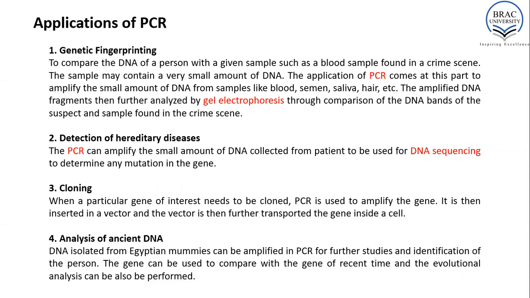Cloning, as we have seen in our previous lectures, is an integral part of PCR. PCR is used for cloning DNA fragments, or sometimes for amplifying the vector as well, fragments of the vector. Analysis of ancient DNA, like genetic fingerprinting or hereditary diseases: a small amount of DNA can be amplified and compared with recent DNA for evolutionary analysis.